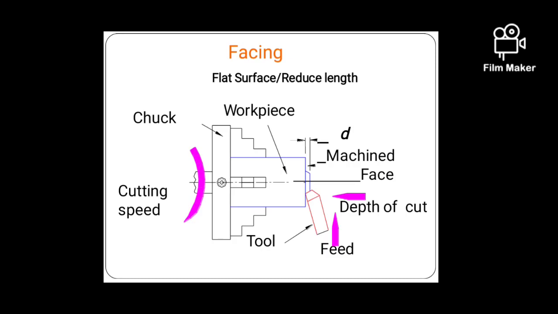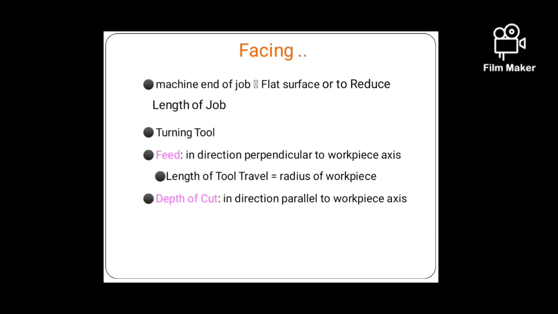Facing tool: the facing tool is placed based on the direction in the figure. The cutting feed is placed based on the diagram direction. Facing produces a flat surface at the end of the job or reduces the length of the job. For facing, we use the turning tool.